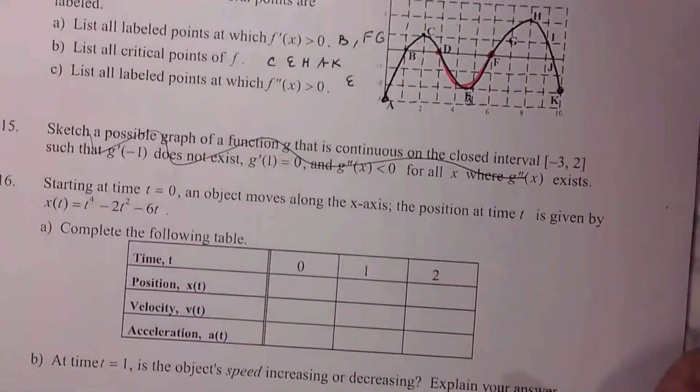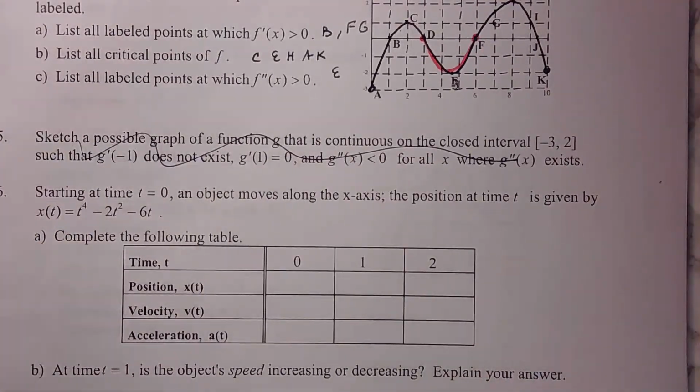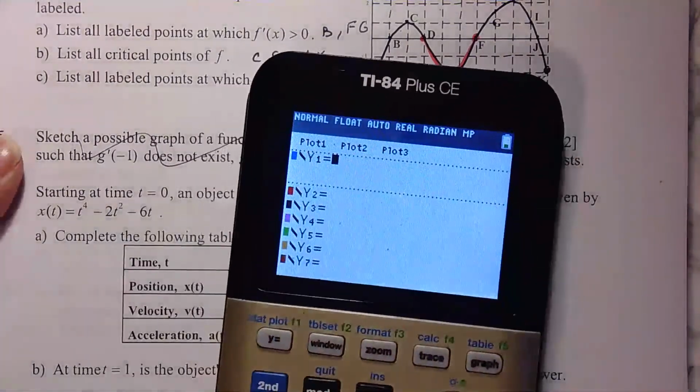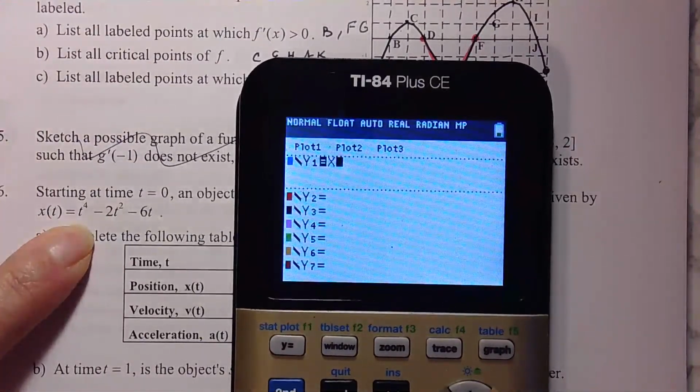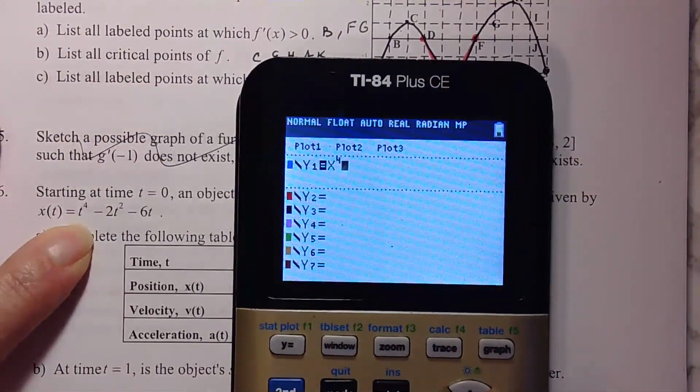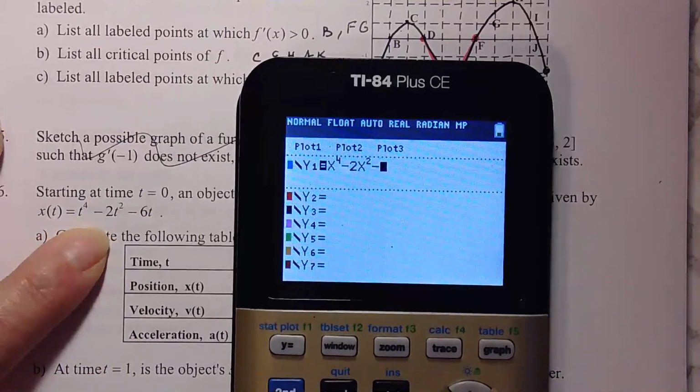Number 16, total calculator, right? You're given a position function. Again, it's going to take a minute. It's going to be a little annoying. But what you're going to do is put that position function into your calculator. So it was t to the 4th minus 2x squared minus 6x.